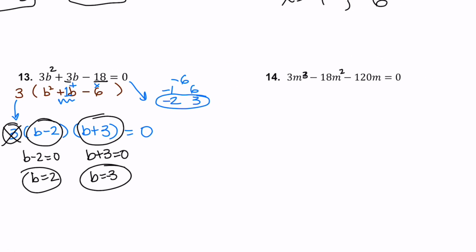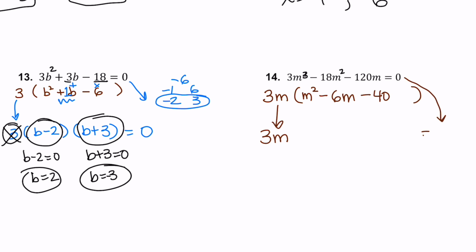Looking at number 14, I see all three terms are divisible by 3. And I notice that each term has an m in it. So I'm going to divide each piece by a 3m, which leaves me with an m squared minus 6m minus 40. Now I'm going to just ignore the 3m for just a minute. I'm just going to bring that down. I'm also going to bring down the equals 0. I'm going to use my easy shortcut factoring.